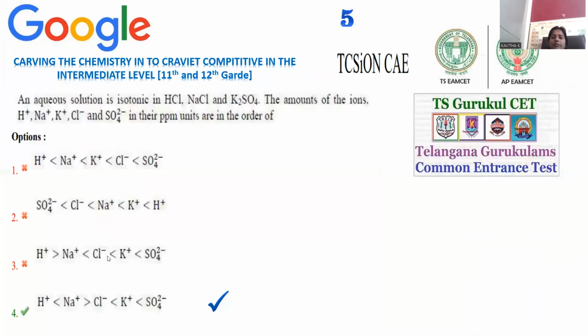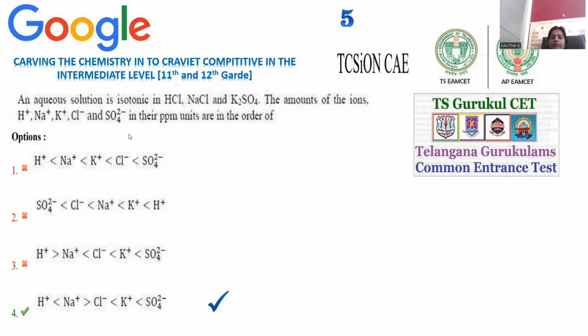Move on to question number 5. Question number 5 is collected from the Telangana Gurukulam Degree College Lecturer Entrance Examination. This question is part of volumetric analysis. The aqueous solution is isotonic in HCl, NaCl, K2SO4. The amount of ions H plus, Na plus, K plus, Cl minus, SO4 minus 2 in their ppm units are in the order of.